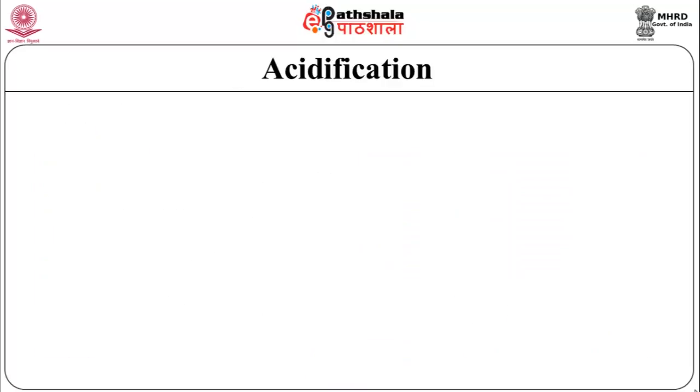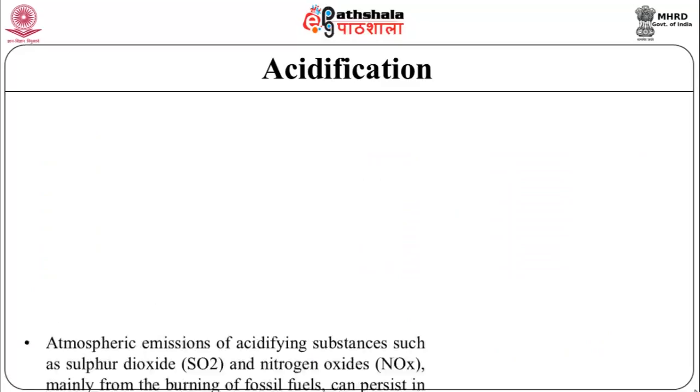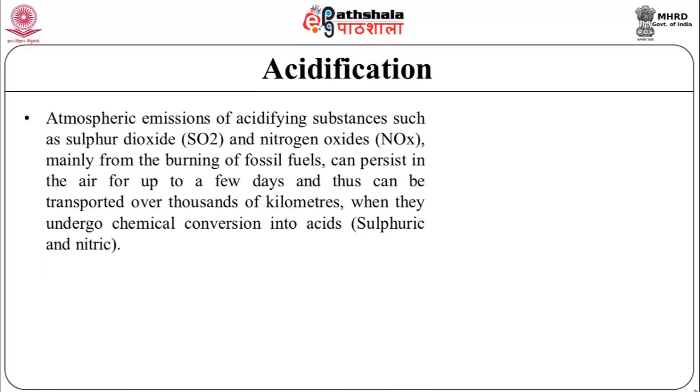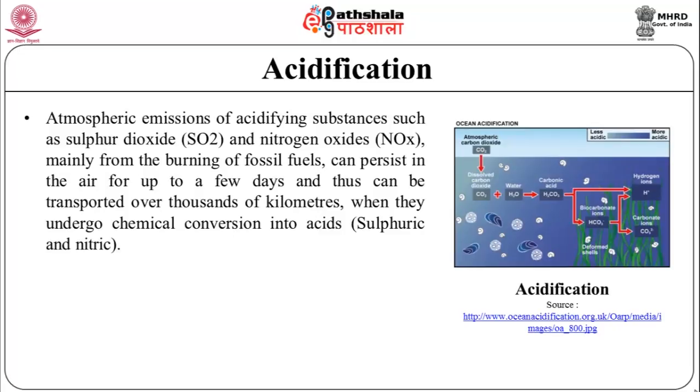Now let us look at acidification. Atmospheric emissions of acidifying substances such as sulfur dioxide and nitrogen oxides, mainly from the burning of fossil fuels, can persist in the air for up to a few days and thus can be transported over thousands of kilometers when they undergo chemical conversion into acids, that is sulfuric and nitric acid.